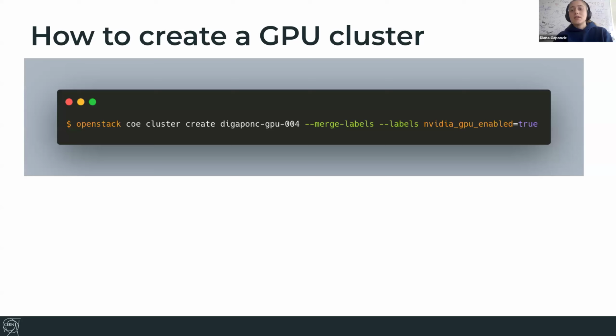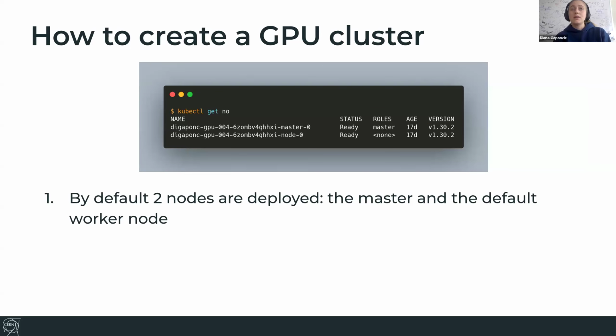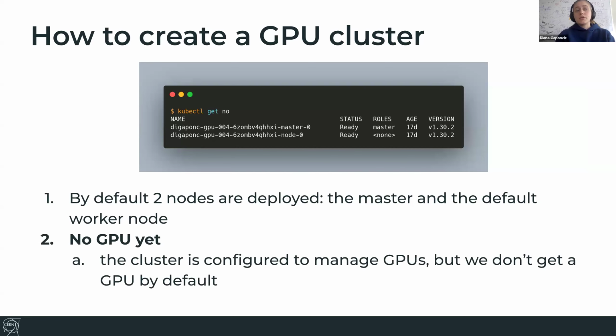In order to create a Kubernetes cluster with GPUs assigned, you just need to provide this extra label on cluster creation, which is nvidia-gpu-enabled true. This is enough to get a cluster back, but by default, you have only two nodes that are deployed. One is the master node and one is the worker node, but you get no GPU yet. So even though your cluster is capable of managing GPUs, you don't actually get a GPU by default.